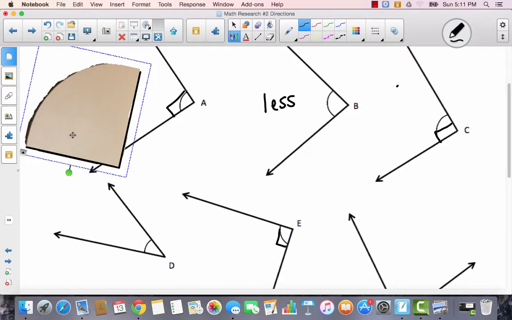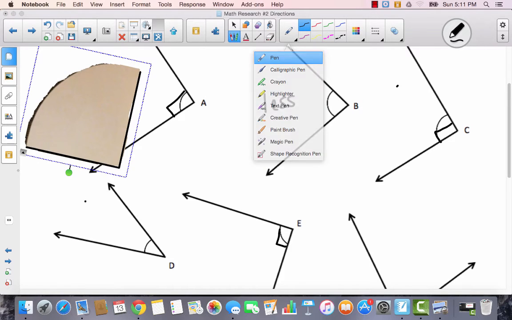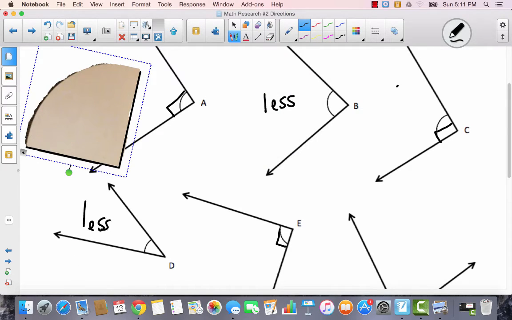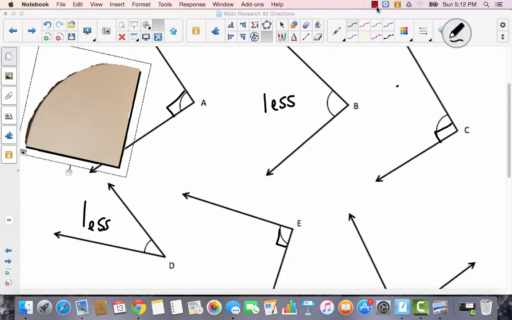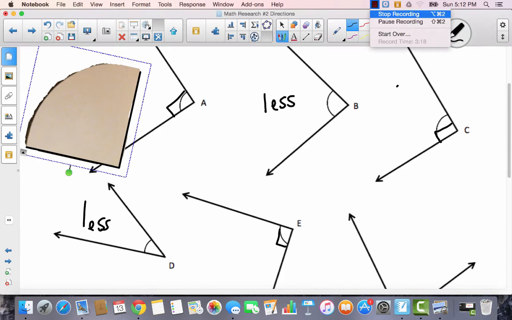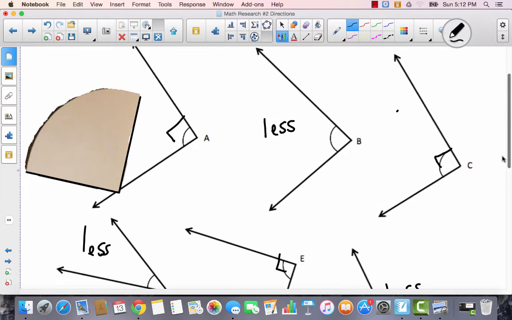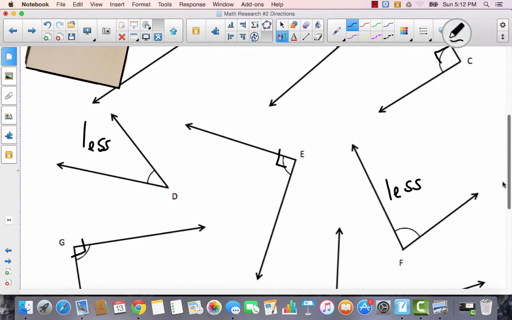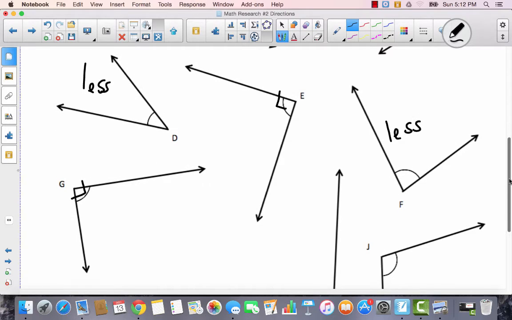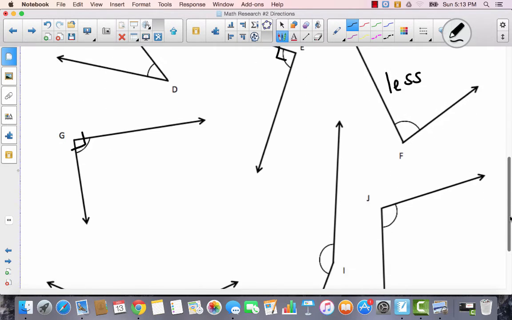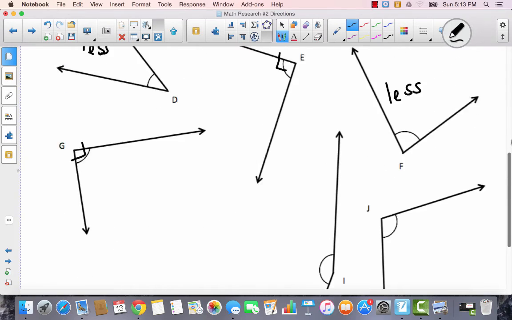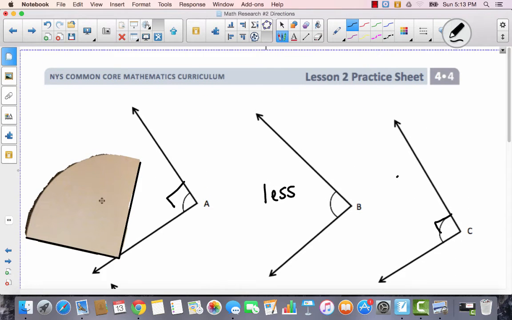I want you to go through all the rest of the angles using your right angle template, and I want you to write the word less inside any angle that is less than a right angle. Okay, so did you find any other angles that were less than a right angle? I found B and D that we did together, and I also found angle F was less than a right angle. So what does that mean about the rest of these angles? It means that they are greater than a right angle.